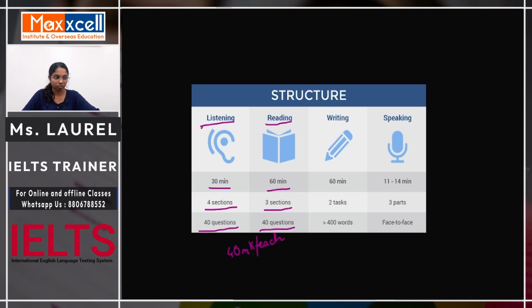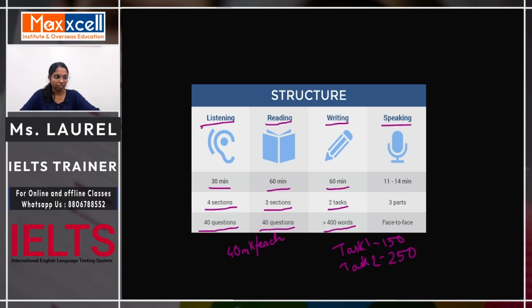Now, coming to writing. Writing goes for around 1 hour, that is 60 minutes, and you have 2 tasks, namely task 1 and task 2. Now, overall, you're going to be writing 400 words. Now, coming to these 2 tasks, task 1 usually has 150 words and task 2 has 250 words. We will understand this soon.